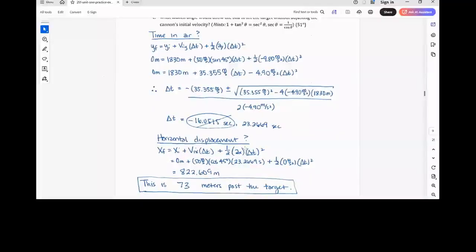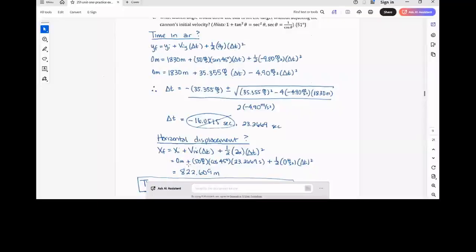And of these two roots, it's the positive one that's meaningful. I know that it doesn't take negative 16.1 seconds in order for this cannonball to hit the bottom of the canyon. The positive root is the meaningful one, so 23.2669 seconds. The time in the air can't be different for the x direction and the y direction. So I can carry that over to the kinematic equation for position in the x direction now.